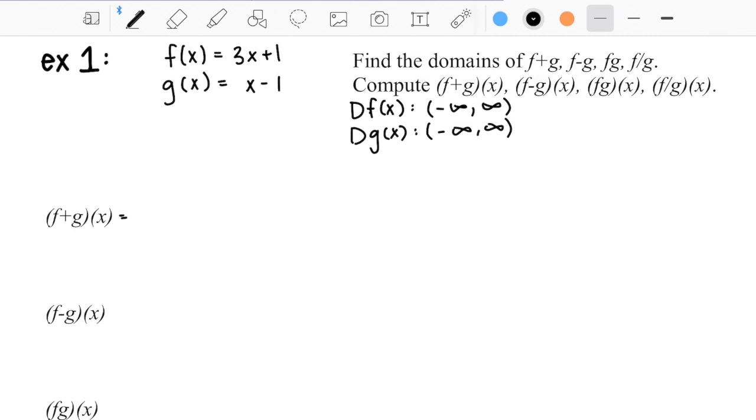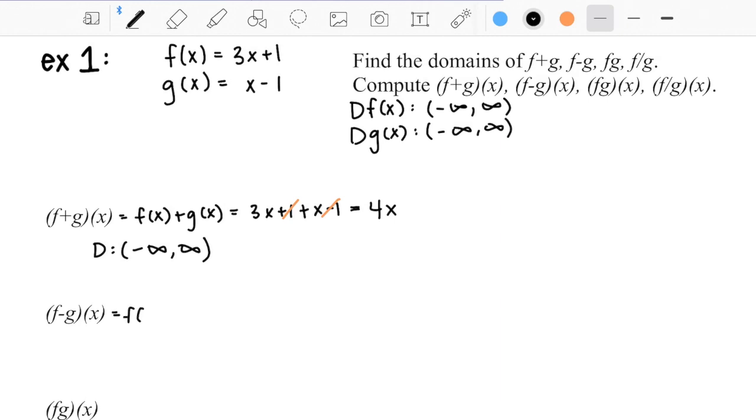Now I'm going to find the function f plus g of x, which I know is just f of x plus g of x. All I'm going to do is write the first function, 3x plus 1, and add x minus 1 at the end. Then I'm going to simplify. My domain for this function is where the domain of f of x and the domain of g of x overlap. Since they're both all real numbers from negative infinity to infinity, my domain for this function is also negative infinity to infinity.